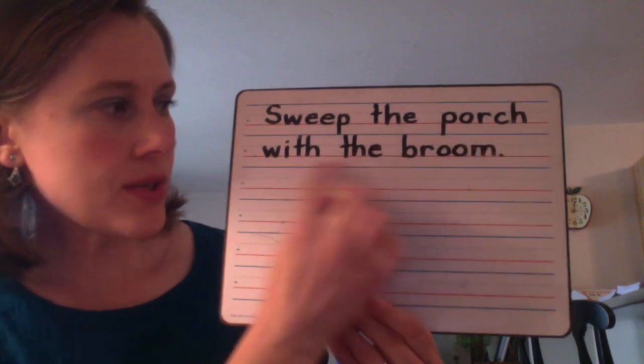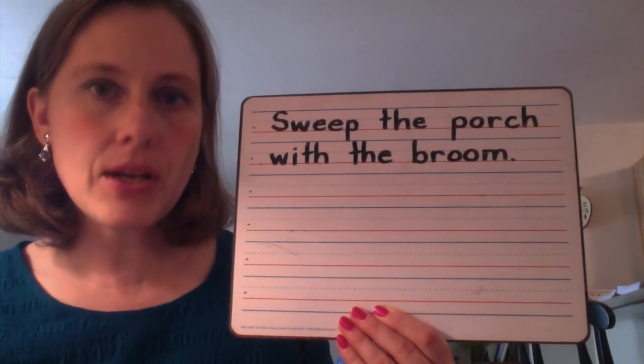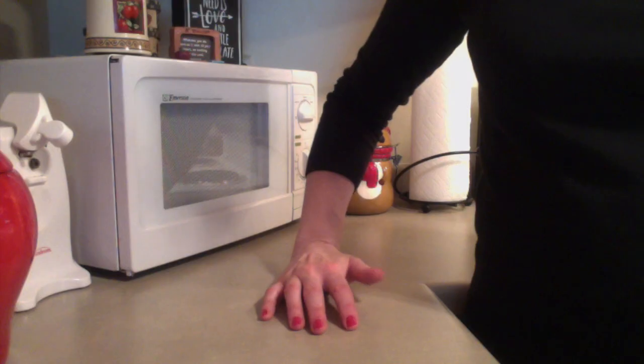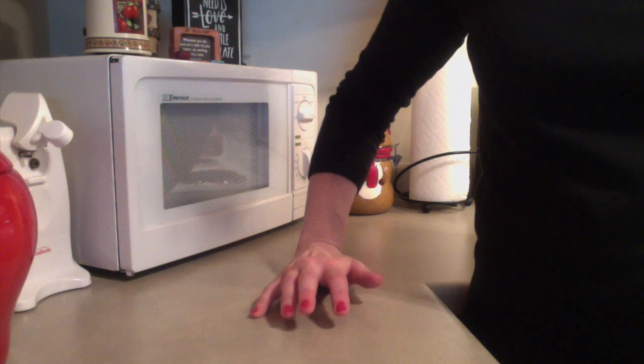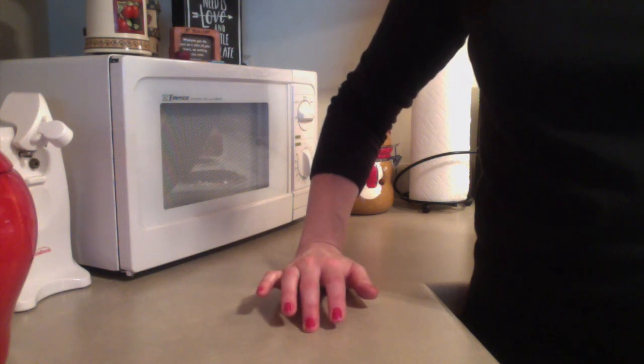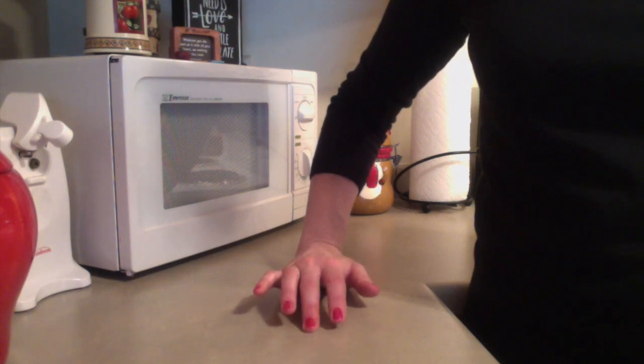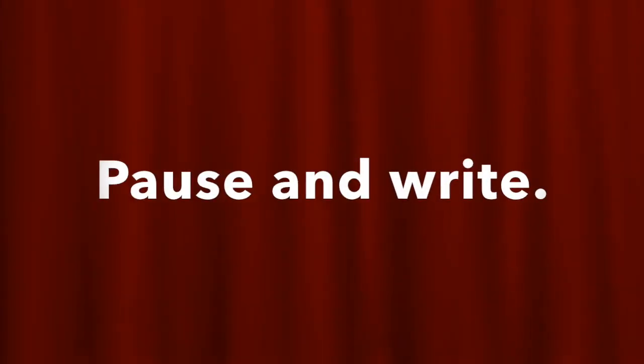Remember to count your words and remember to finger tap if you don't hear the sounds in all the words right away. The path in the park has smooth tar. The path in the park has smooth tar. Eight words. The path in the park has smooth tar. Eight words. Pause and write the sentence.